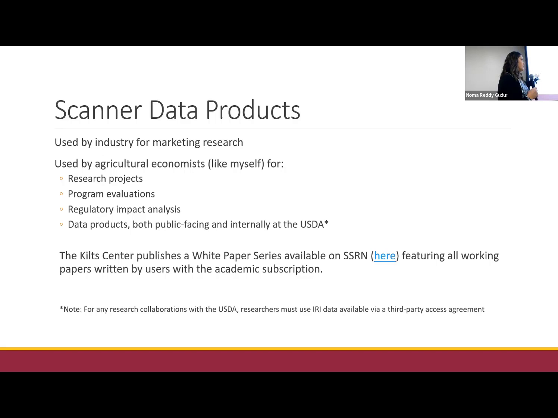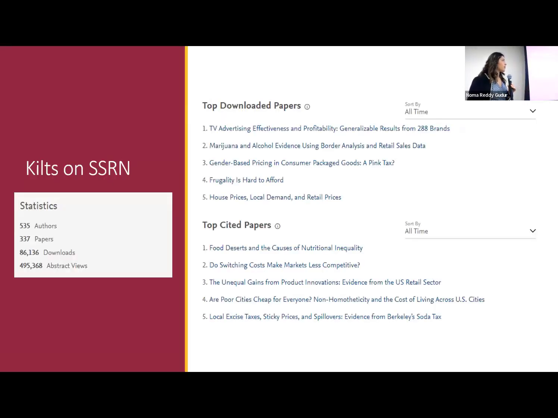To get a full sense of all of the published literature or working papers, and even pointing to published literature, I point out a link here to SSRN. Kilts puts together a white paper series. So it really does give an exhaustive list of all the papers that have been written by users with an academic subscription. And I'm going to be going through a few of those examples today, including one of my own, or a couple of my own.